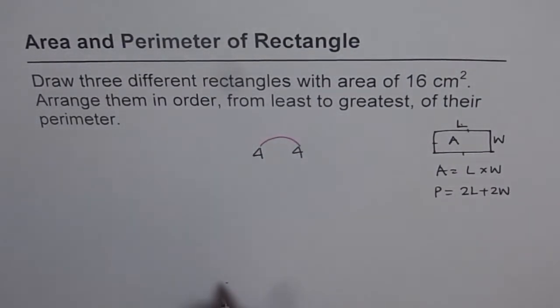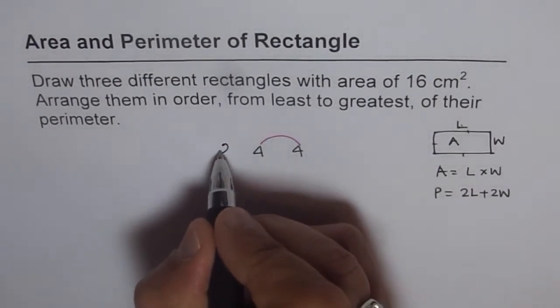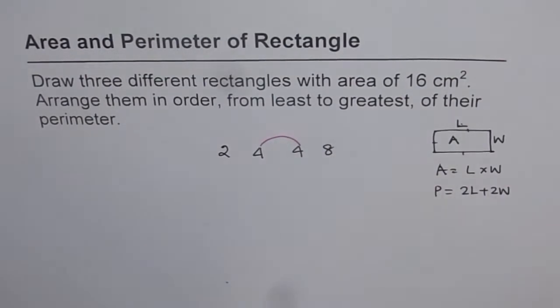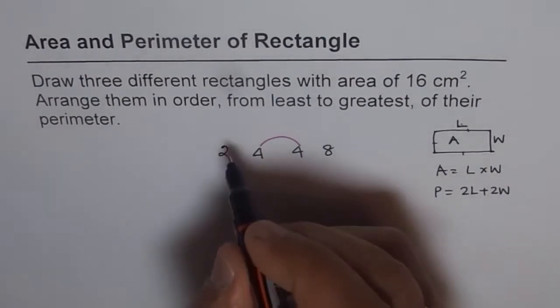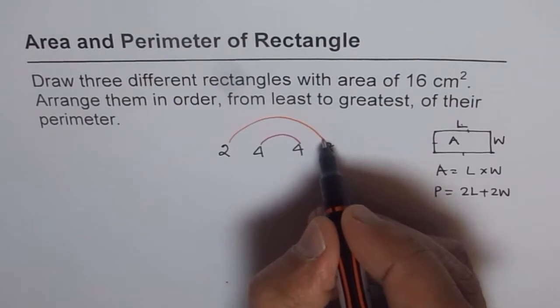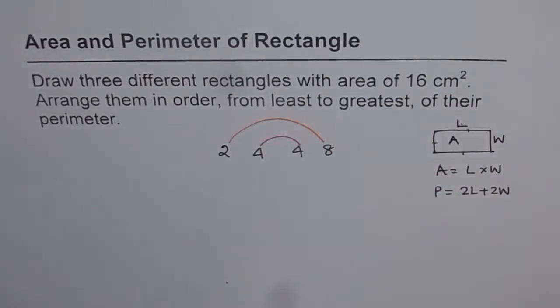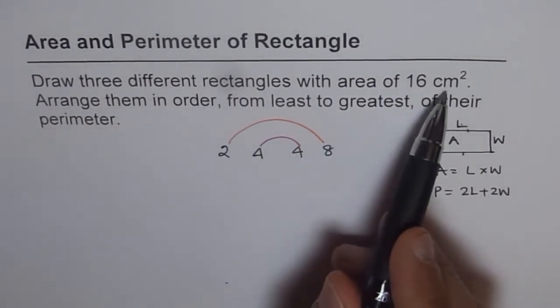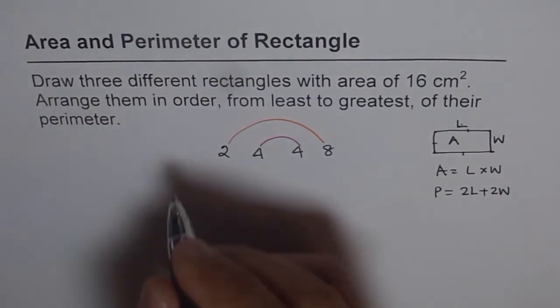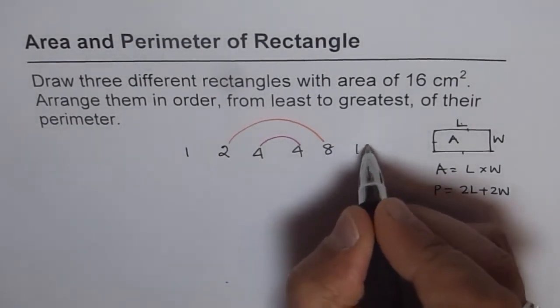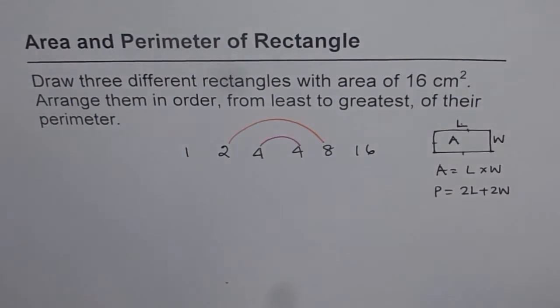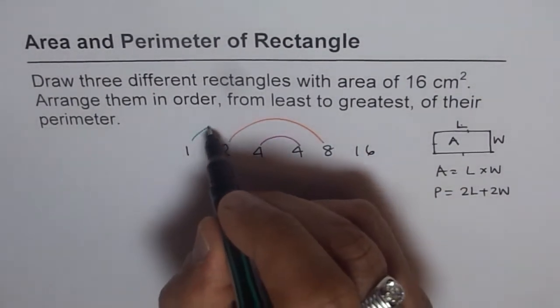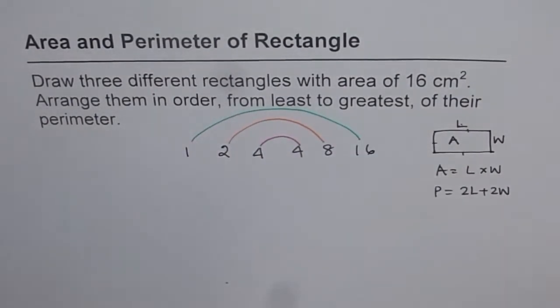What could be the other combination? Well, the other combination could be 2 times 8. Let me write 2 here and 8 here. See, I'm trying to make kind of a rainbow with these. So 2 times 8, okay, fine. And can you give me one more combination? I need 3 different rectangles with area of 16 centimeters square. Well, it could be 1 times 16. Well, that works. 1 times 16 is also 16, right? So we have the third rectangle.